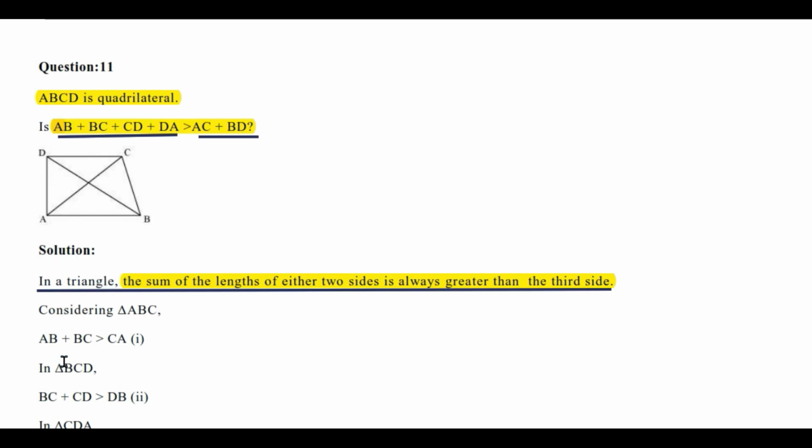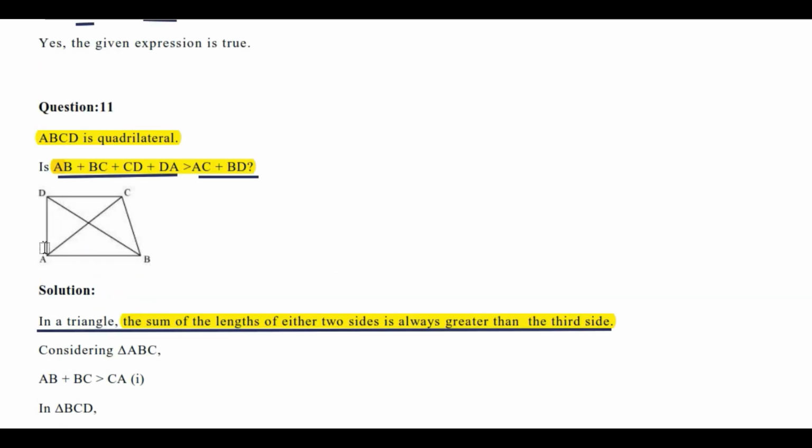So considering AB plus BC, here we are going to divide this quadrilateral into different triangles. First we take this triangle. AB and BC are two sides of a triangle. What is the third side of this triangle? The third side is CA. The sum of AB plus BC is greater than CA.